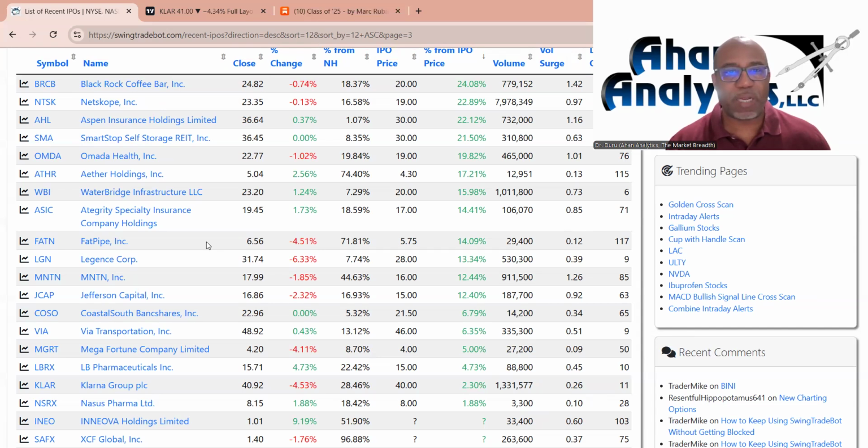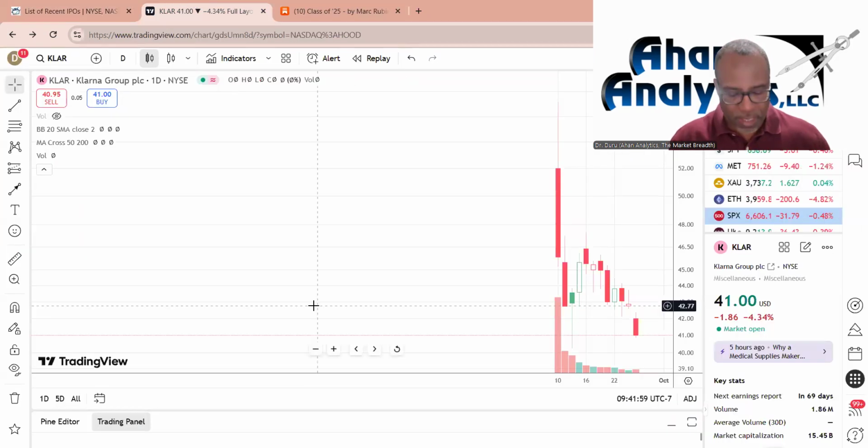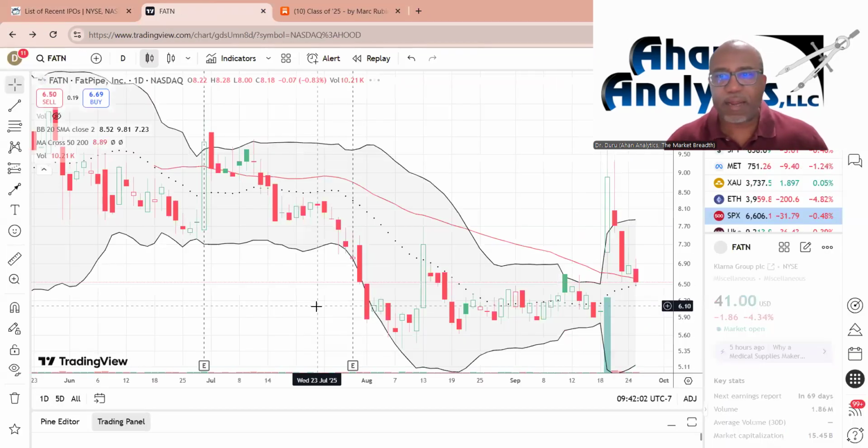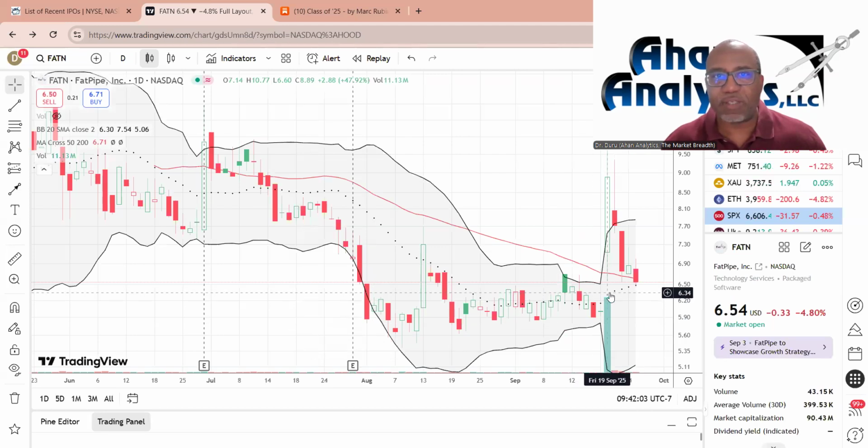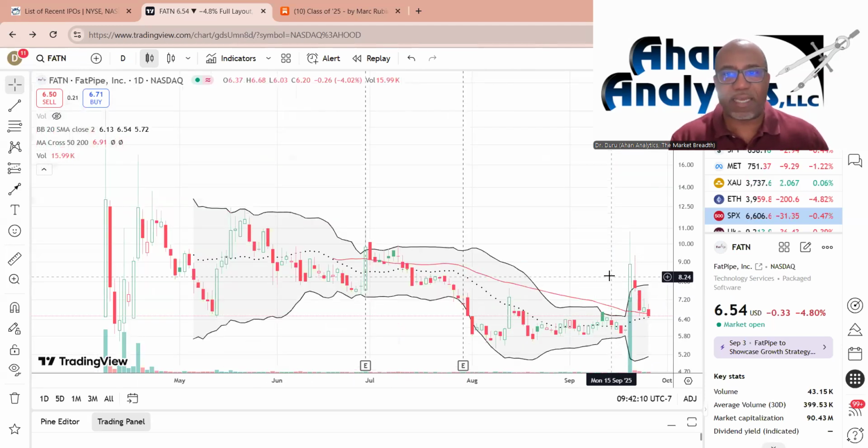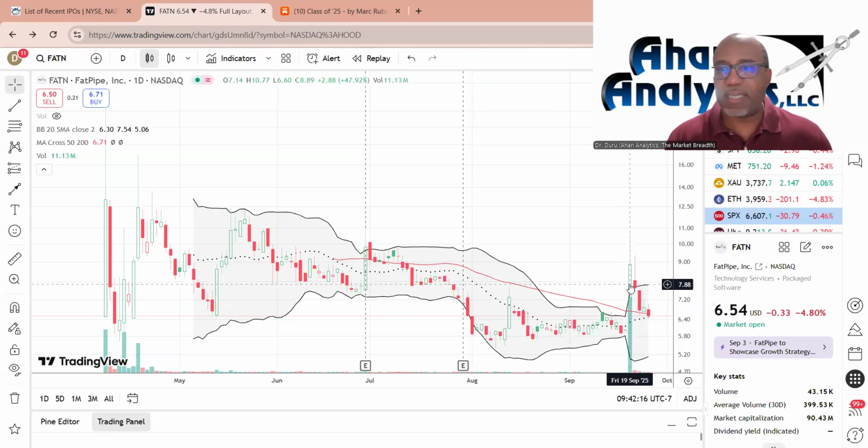Fat Pipe is actually trading pretty well. I noticed in its chart, it had a big up day recently. It was up almost 50% last week, one day, but I didn't see any news. And again, like I said, you don't want to short recent IPOs because at any moment, for any reason, they could just soar. And I saw no news.